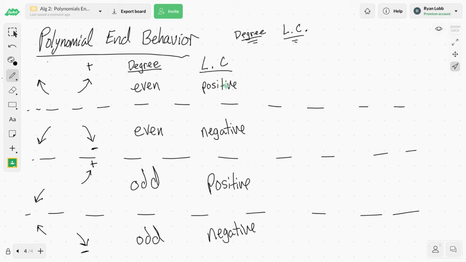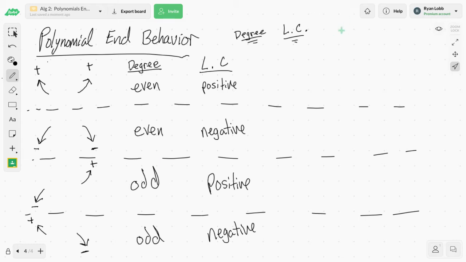Well, if the right side's positive and this is even, it means the left side has to be going to the positive. Even, negative. Oh, that means the right side's negative. The left side must be the same because it's even, so that goes to a negative. Here, odd. Sides are opposite. Right side's positive, so the left side must be negative. And here, if the right side's negative, then the left side must be positive. So that's just a little graphical interpretation.